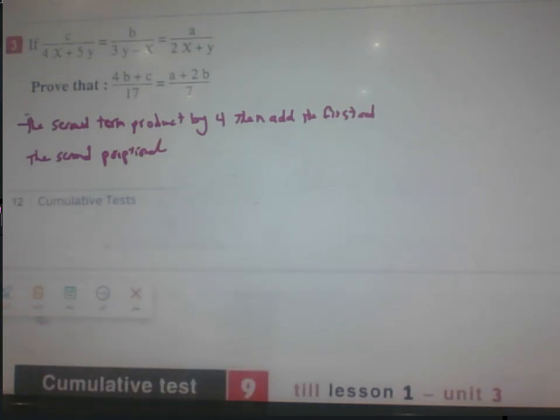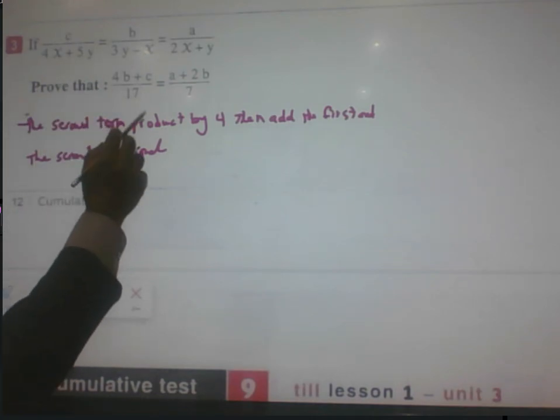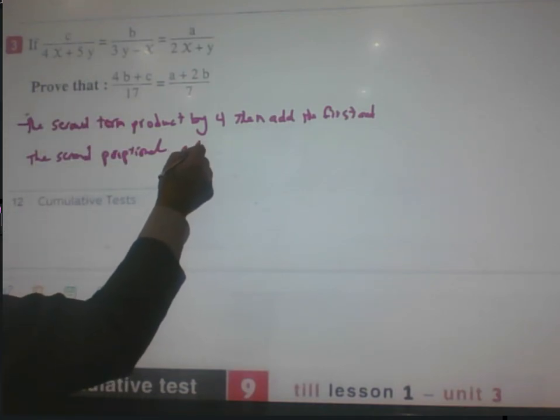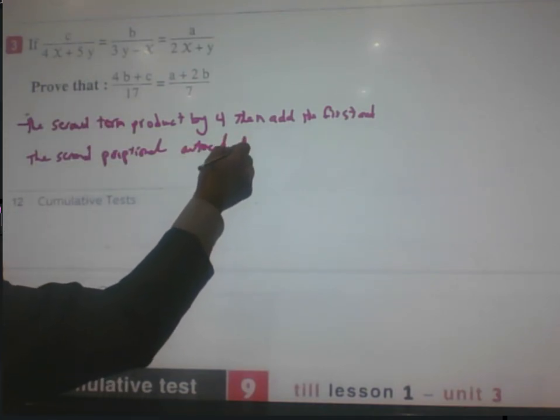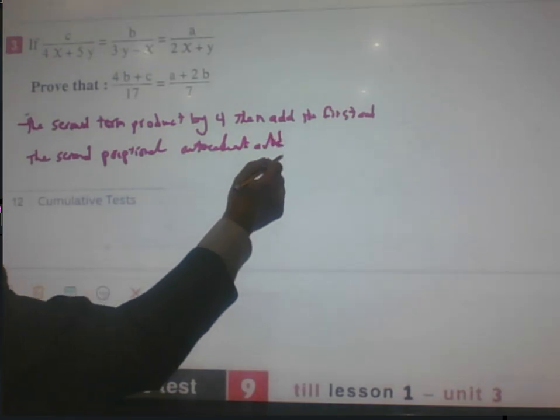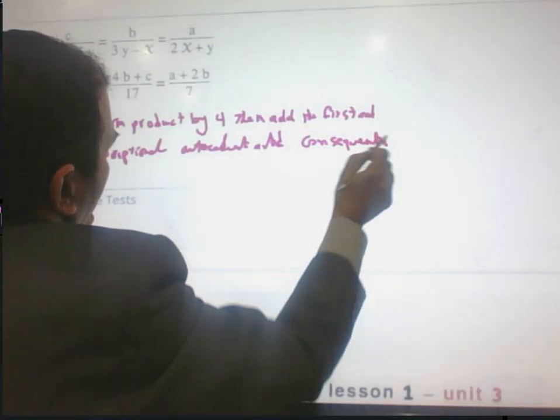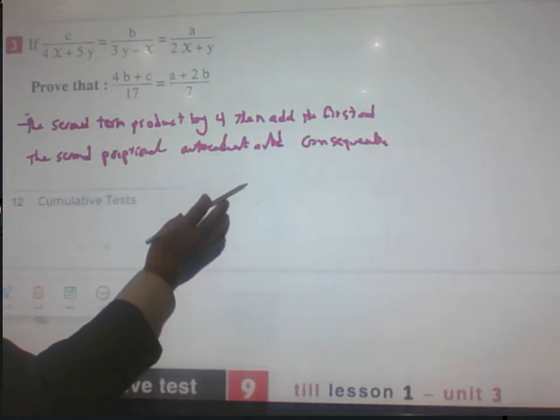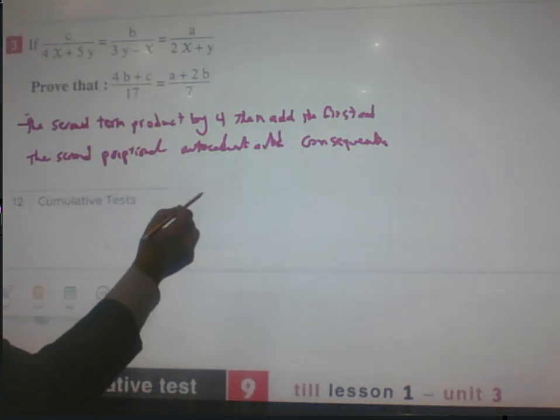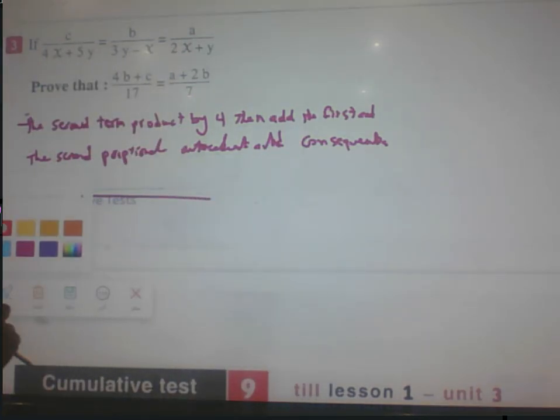Numerator by numerator. The first and second, up and down, about antecedent and consequent. Antecedent and consequent together, and add antecedents and consequents by consequent. Then we can write the relation here down.